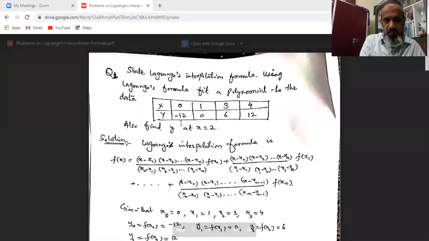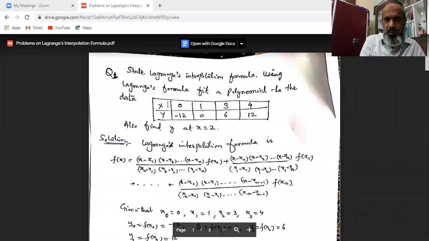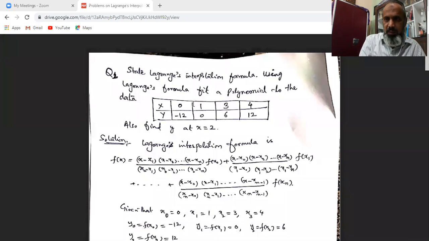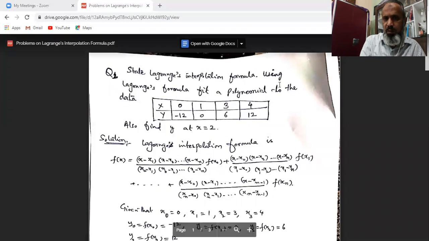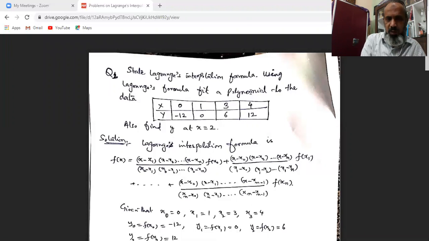Now, this is the problem. State Lagrange's interpolation formula, and using Lagrange's formula, fit a polynomial to the data. Data is given, x values are 0, 1, 3, 4, y values are minus 12, 0, 6, 12. So the distance between these points is not equal; the points are not equally spaced.